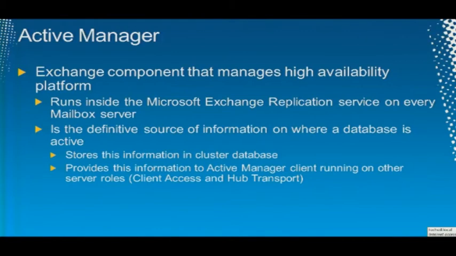And there's also Active Manager client components. There's two. There's one inside the RPC Client Access Service on the Client Access Server itself, and there's one inside the transport stack on the Hub Transport Server. These Active Manager clients communicate with the Active Managers running in a DAG so that CAS and Hub know where a database is. And they have to know where a database is because all clients connect through CAS, and it's CAS talking to the mailbox server to get the mailbox data. So CAS has to know where the mailbox is located, and it gets that information from Active Manager. Similarly, Hub has to deliver mail to mailboxes. It has to know where a user's mailbox is located as well. It gets that information from Active Manager as well.